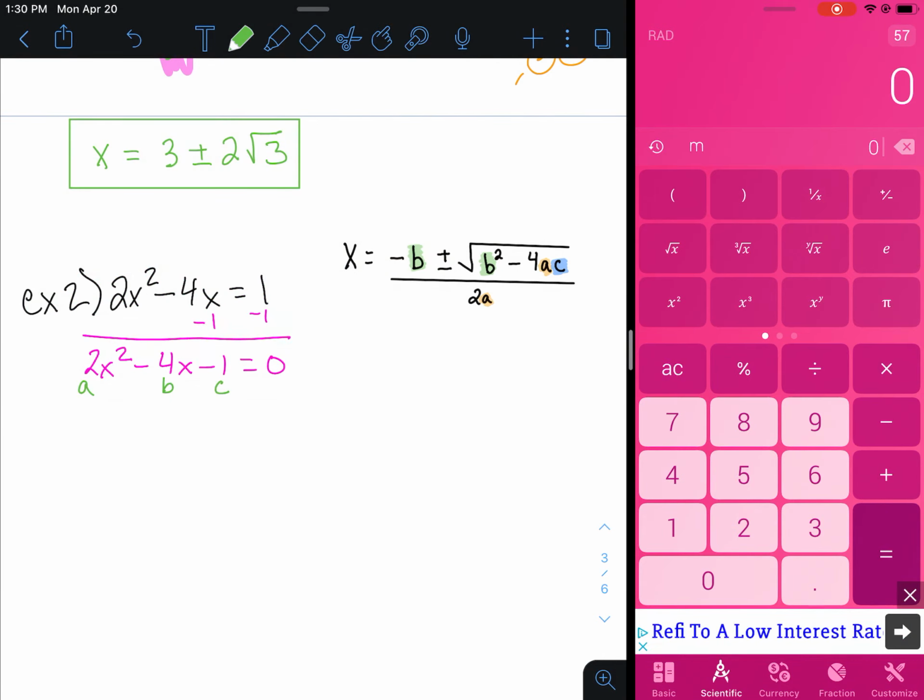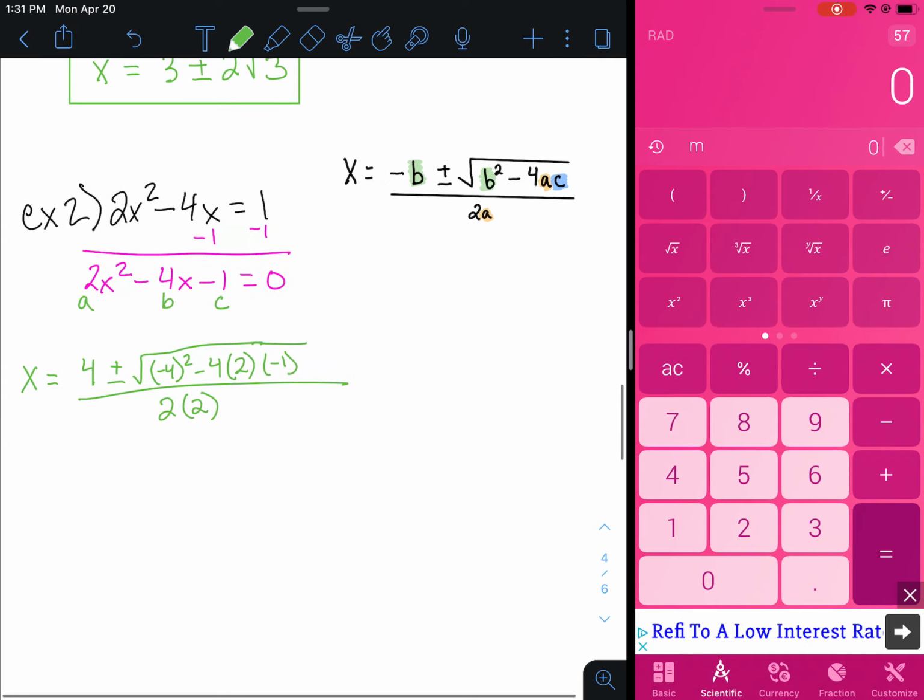Now I can plug in my information. This is my A, this is my B, this is my C. So I am going to have x equals positive 4, because right now it's negative 4, and the opposite of negative 4 is 4. Plus or minus the square root of negative 4 squared minus 4 times 2 times negative 1, all divided by 2 times 2. And again, I get all of those values simply from plugging our values from the quadratic equation into the quadratic formula.